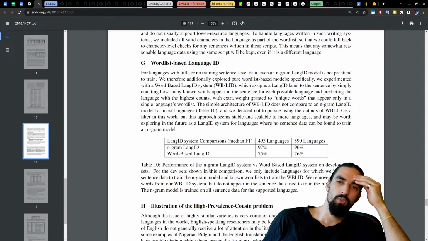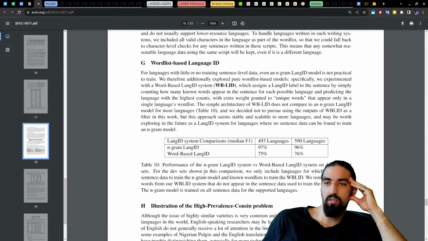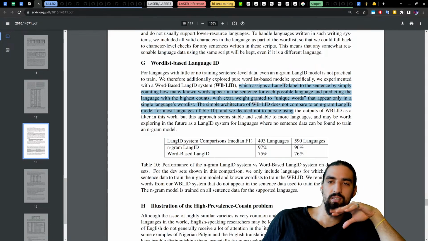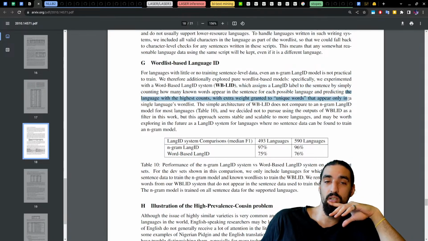For languages with little or no training sentence level data, even an n-gram lang ID is not practical to train. Word-based lang ID, which assigns lang ID label to the sentence by simply counting how many known words appear in the sentence for each possible language and predicting the language with the highest count, with extra weight granted to unique words that appear only in a single language's word list.